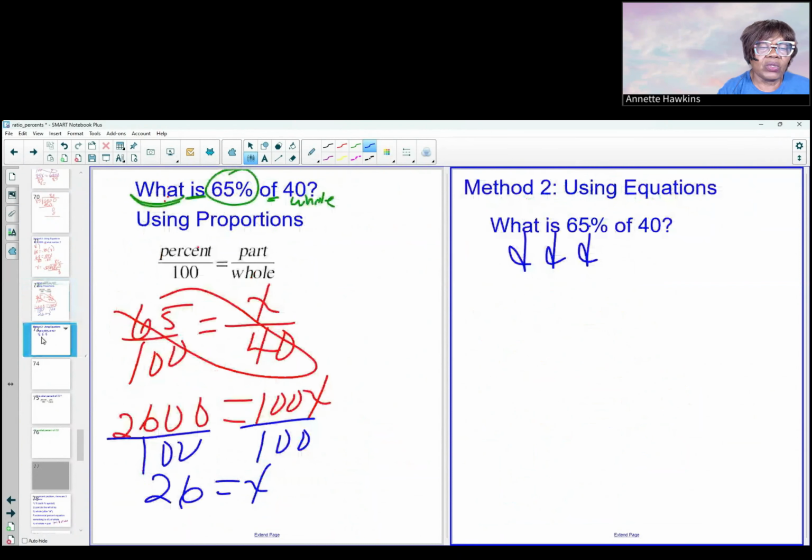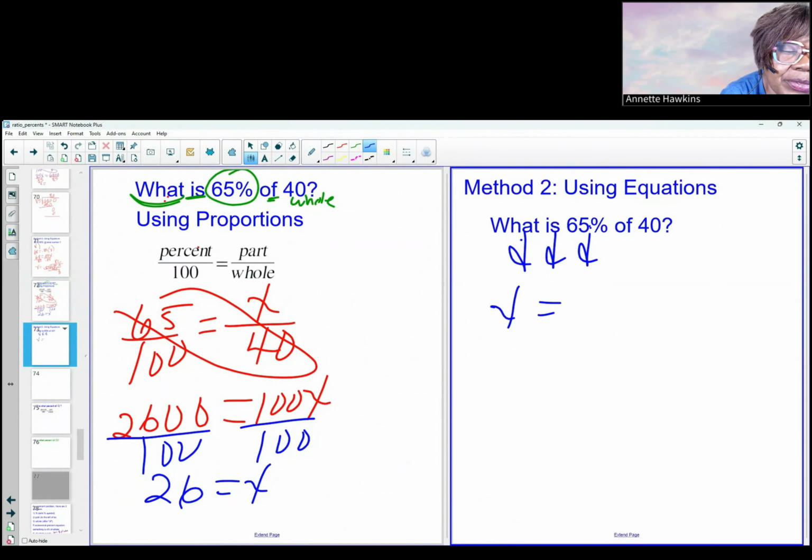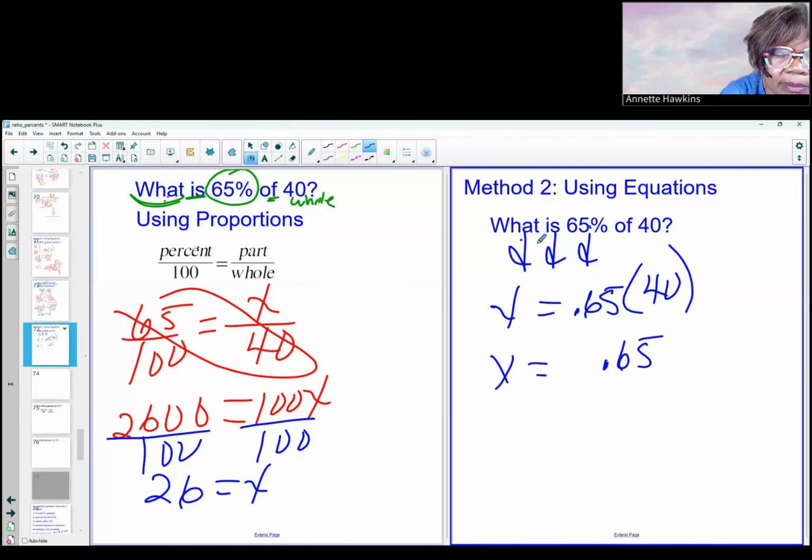Let's do it using the equation method. What is 65% of 40? X is equal 65% as a decimal of it's times 40. And we get 26.